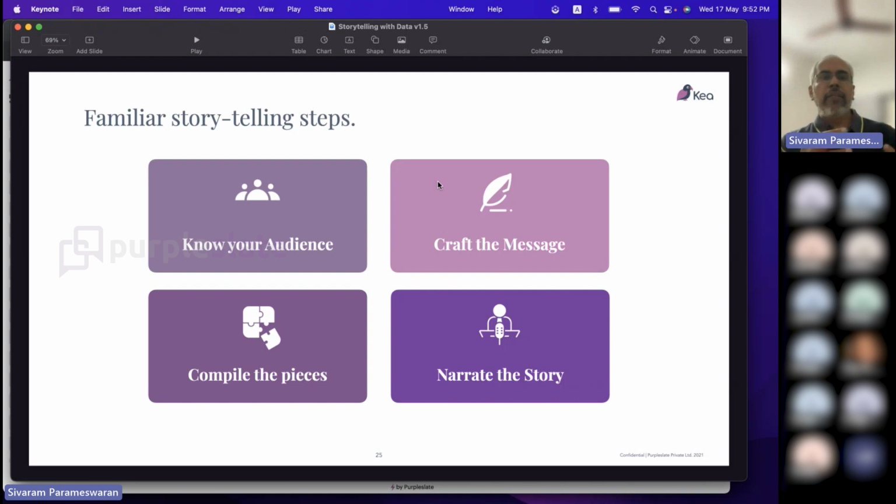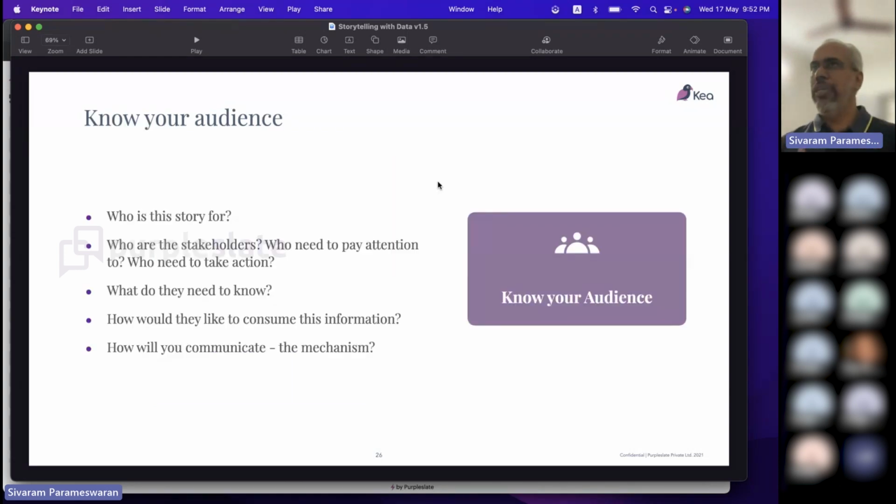The first one always starts with, whether it is writing a story, a BI story, or a digital storytelling story with data, it is very, very important to know the audience. As I said, the users are very, very different. The same dashboard or report may not be valid for everybody. So it is extremely important.